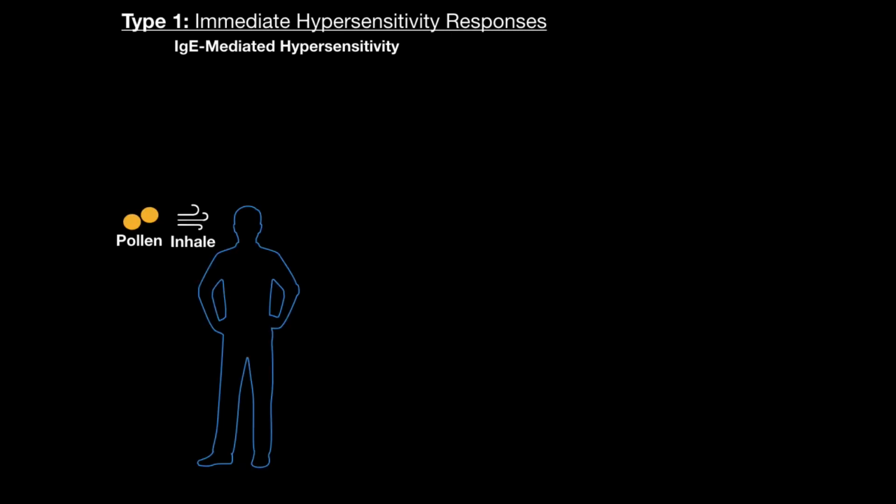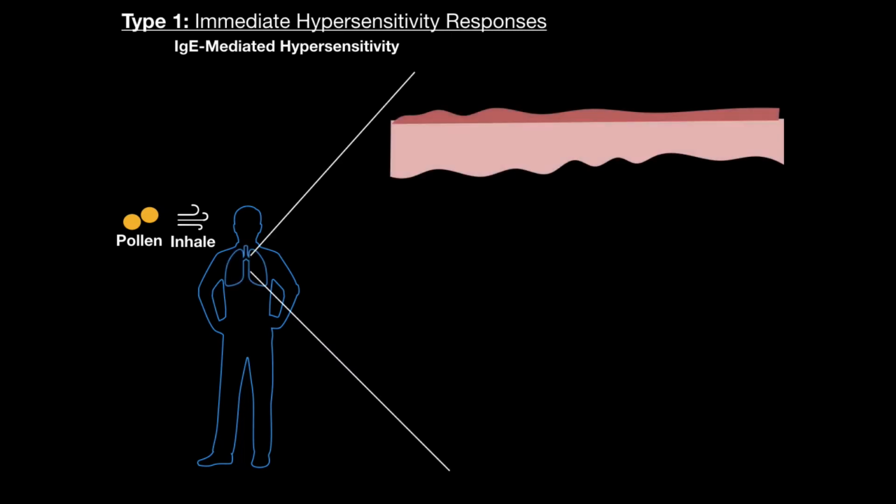So let's see what happens. Let's say there's a person that has never been exposed to pollen before, right? But that person has a genetic predisposition towards developing an allergic hypersensitivity towards pollen. So let's say this person breathed in a little bit of pollen for the first time. Now let's take a look at the surface of the lungs of this person to see what happens.